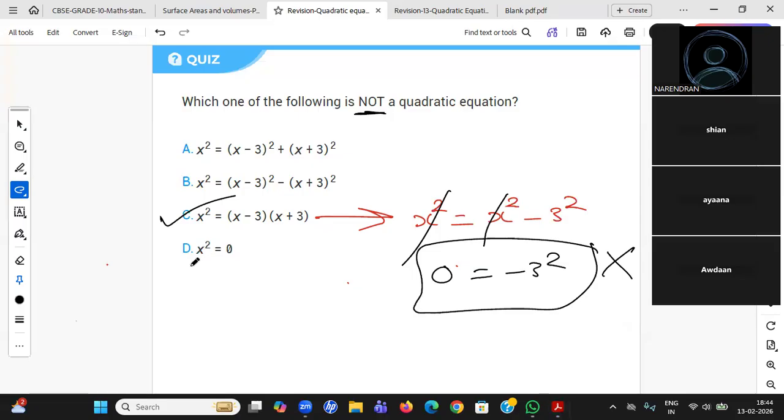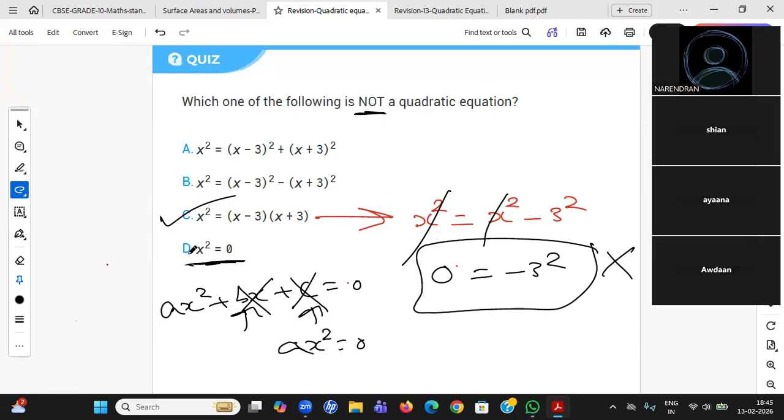Rujita, no. x square equal to 0 is a quadratic equation. Just now we discussed ax square plus bx plus c equal to 0. b can be 0, c can be 0, ax square equal to 0 is still a quadratic equation. The a value is 1 here, that's all.